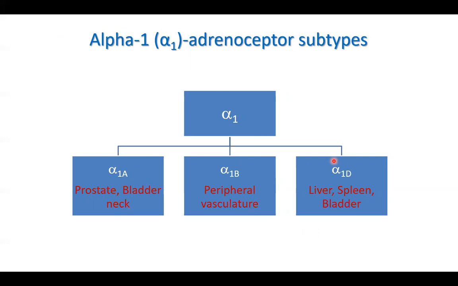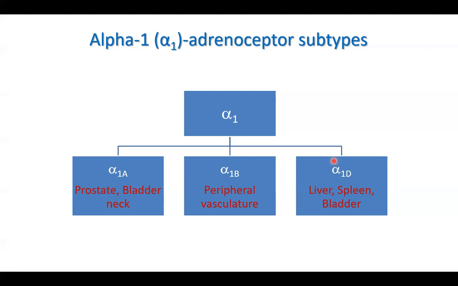what does it do? Vasoconstriction. How? Phospholipase C. Which G protein? Gq protein, phospholipase C, leading to increase in calcium. Okay, good. So in smooth muscle, wherever it is, it will cause contraction.